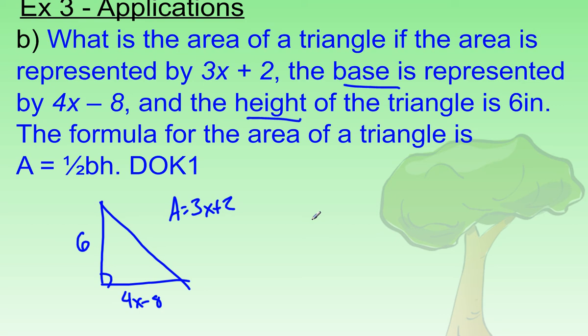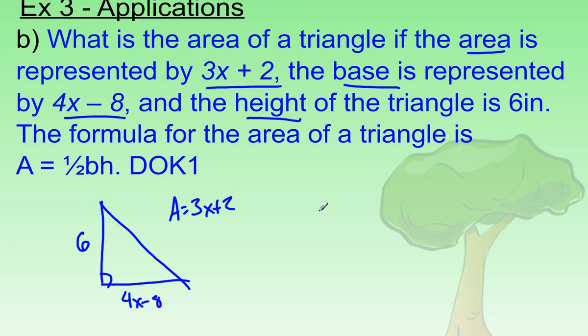Alright, so I have now drawn a picture. I plugged in the information it tells me in the problem. Base is 4x minus 8. The area is 3x plus 2. The height is 6. Okay. So it wants me to find the area of this triangle, meaning it wants a number. It wants like area equals 45 inches squared or something like that.